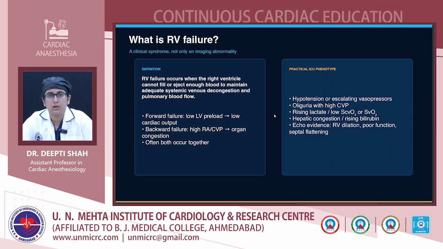So where should we look for such things? If hypotension is occurring or there is a need to increase vasopressor support, we must think that something might be related to the RV. Other clues will be oliguria with a high CVP, or rising lactate and/or lower venous oxygen saturation. Hepatic congestion, a trend of rising bilirubin, or any echo evidence of RV dilatation, poor functioning or septal flattening.